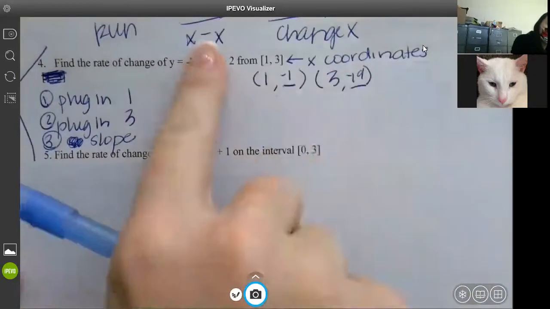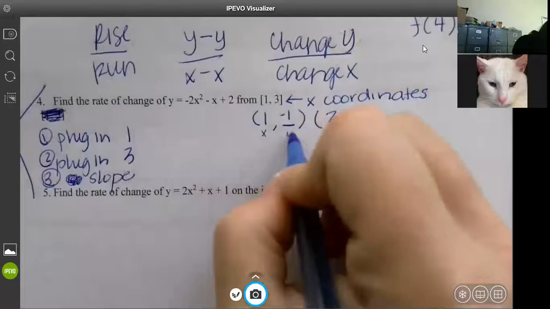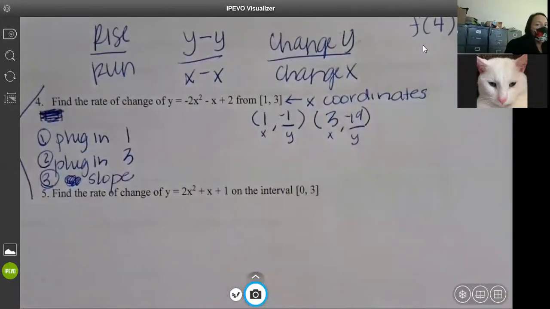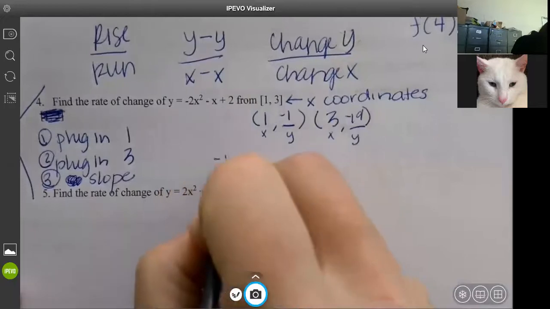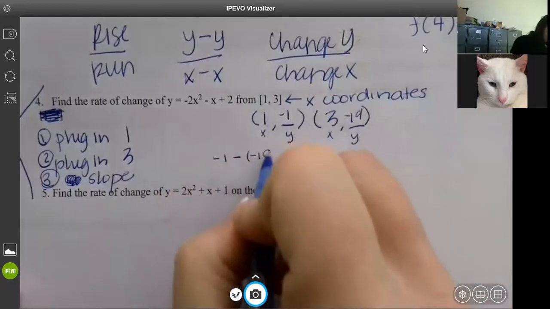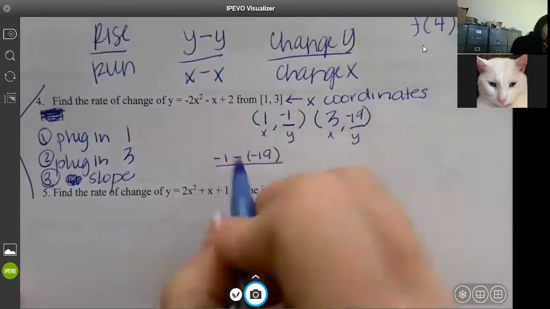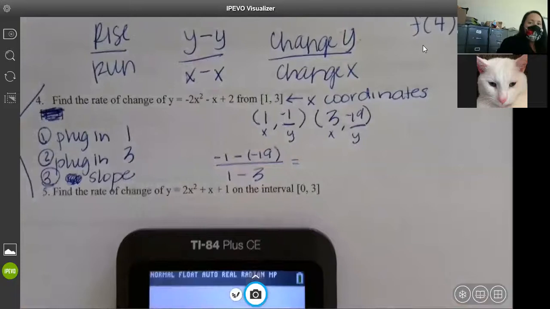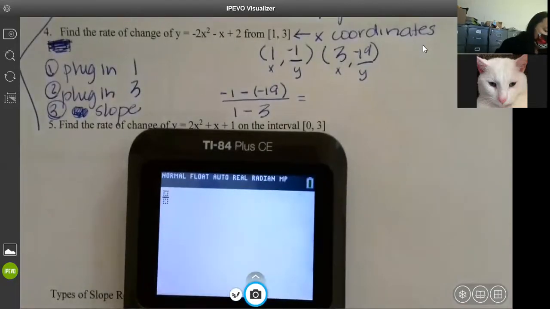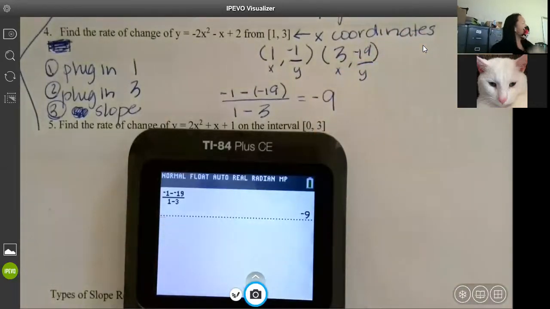Okay, so remember our slope formula is right here, y minus y over x minus x. You have x and y, x and y. What's our first y coordinate? -1 minus, what's our second y coordinate? -19. On the bottom, what's our first x? Minus, what's our second x? 3. We're going to put that straight into our calculator like we did yesterday. So I did alpha y equals -1 minus -19 and 1 minus 3, which gives me -9. So the only thing different is you have to find your y coordinates. And the way you do that is just like last unit where you plug it in.